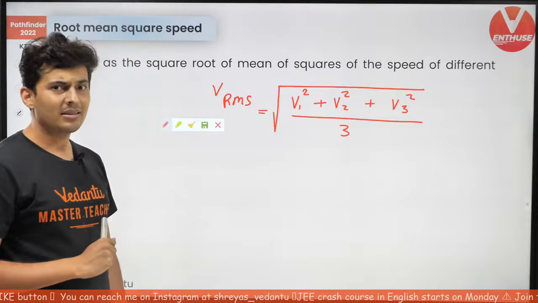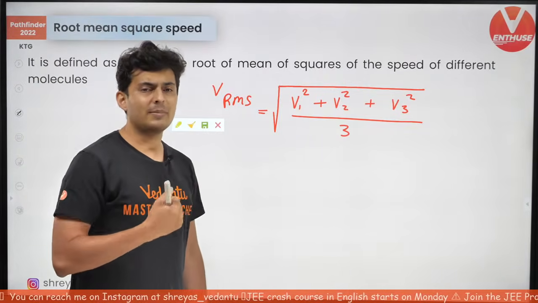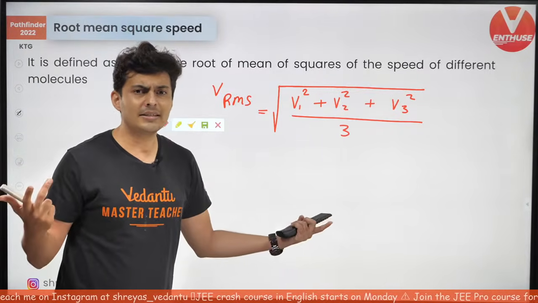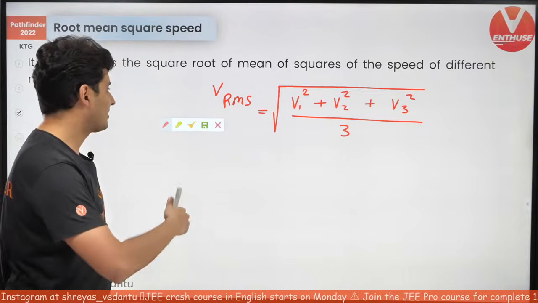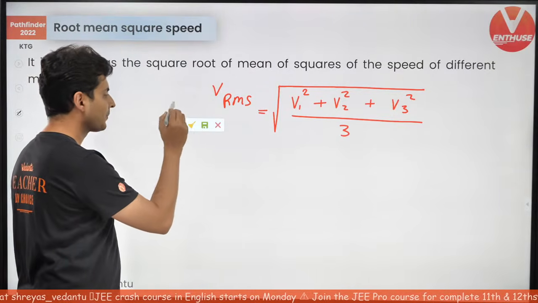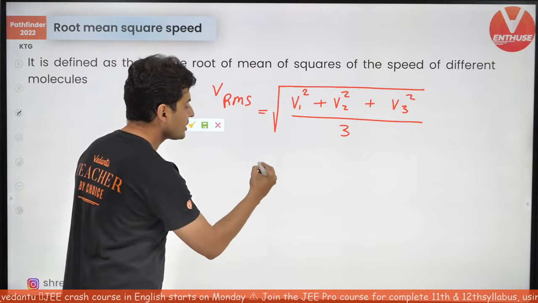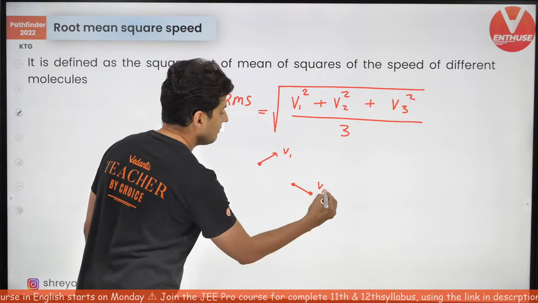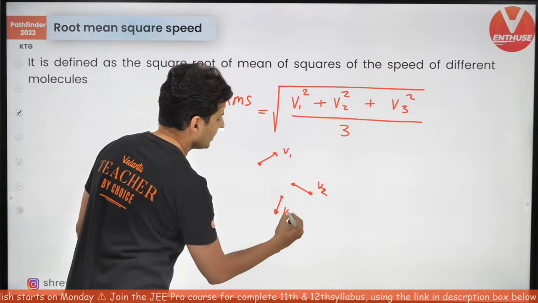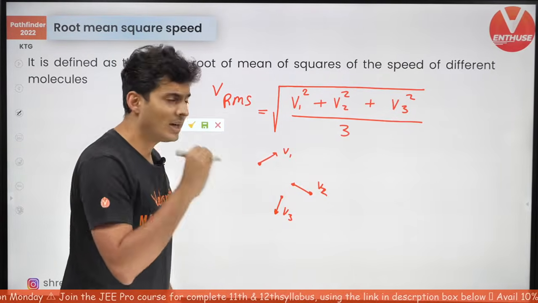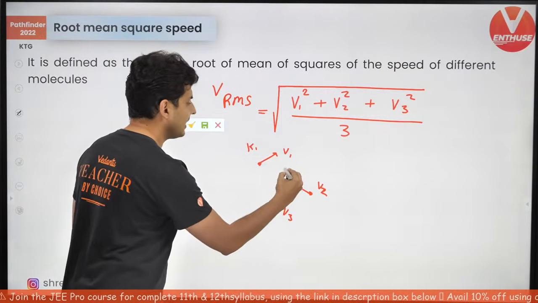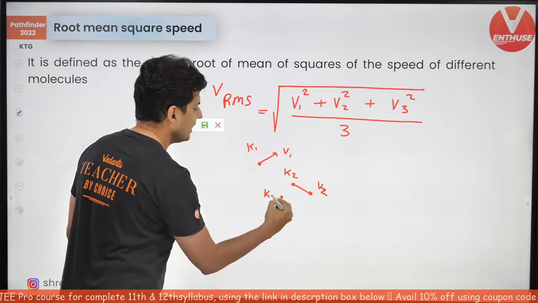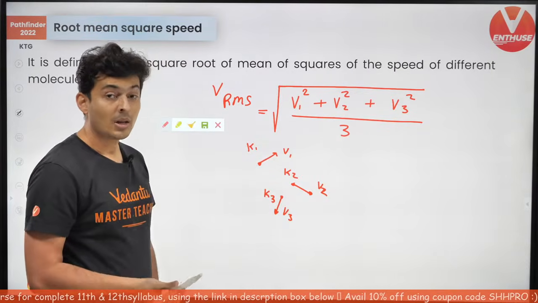That is mathematics. But what is the meaning of RMS? Why RMS? Why not something else? Why do we study RMS? Not many people know this. Understand, each molecule might have different velocities, right? V1, V2, V3, and so on. So don't you agree? Each molecule will have different kinetic energies, K1, K2, K3, etc.